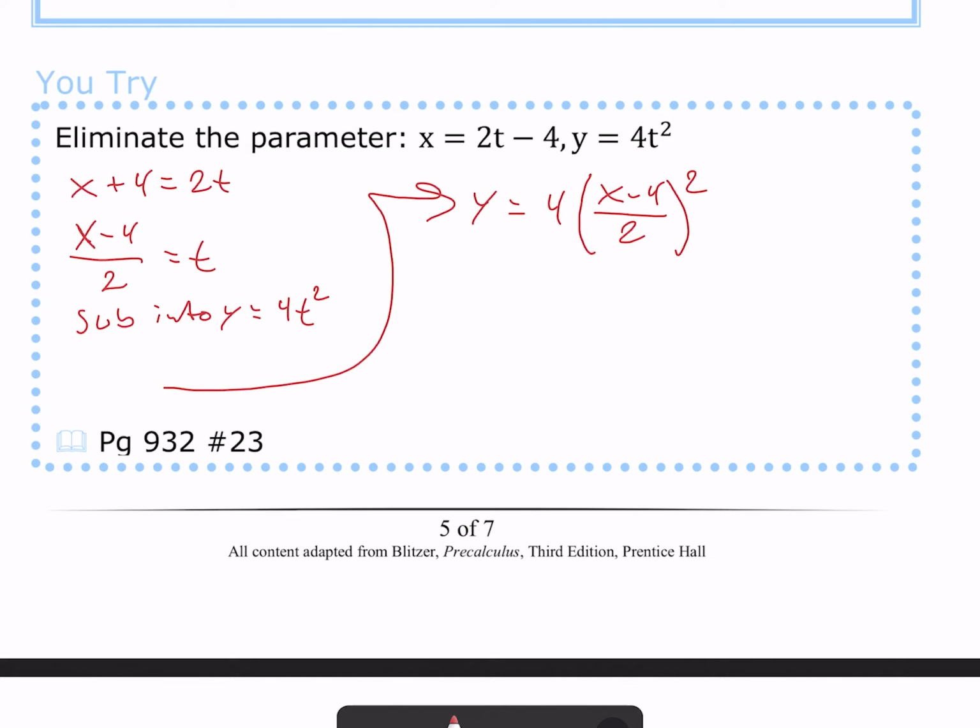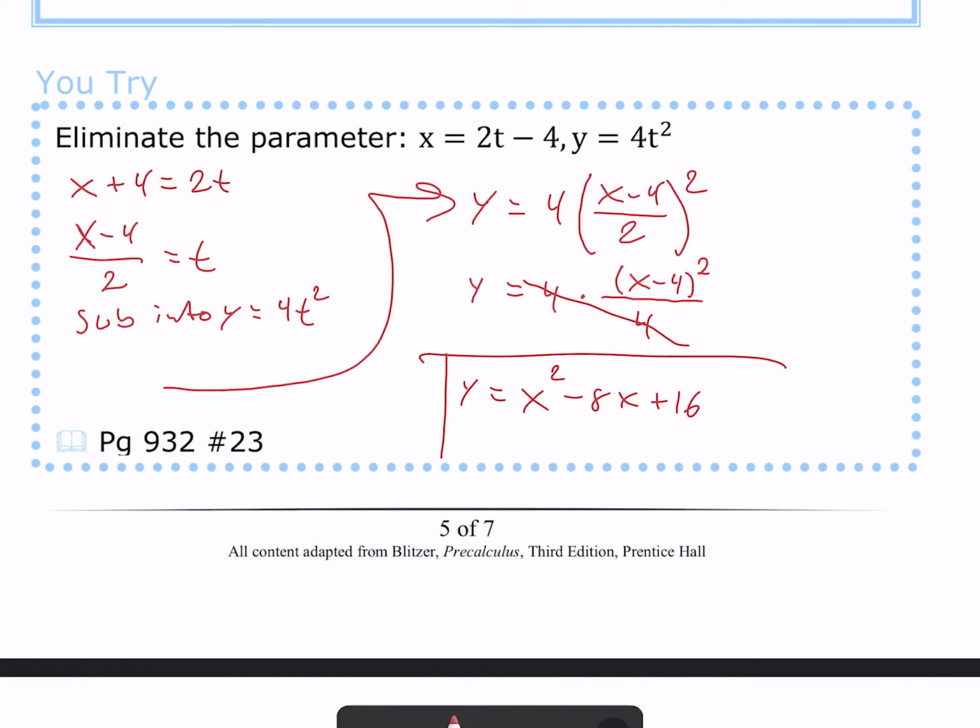When you're squaring a fraction, you can square the numerator and square the denominator. So the 4 is out front, times the numerator squared, which I'm not actually going to FOIL out just yet, and the denominator squared, and then this 4 and this 4 will cancel, and we can write our answer as y = (x minus 4) squared, or we could FOIL it out and combine like terms and get x squared minus 8x plus 16. Either one of those is probably an acceptable answer. Notice that in this equation, we don't have the parameter anymore. The t value is gone because we eliminated the parameter.